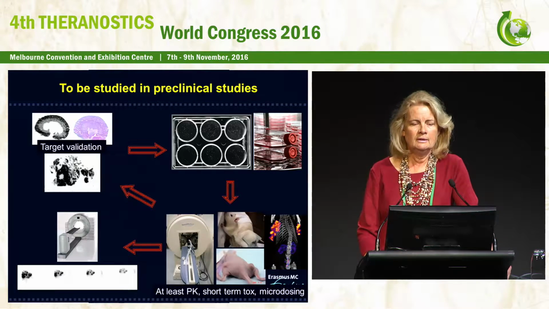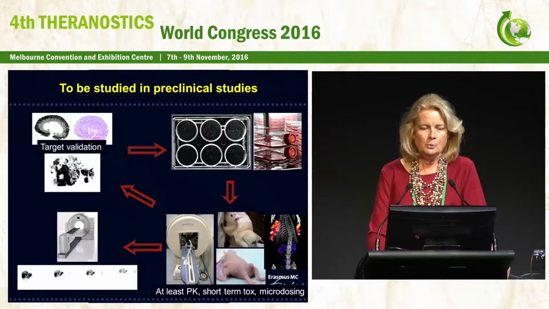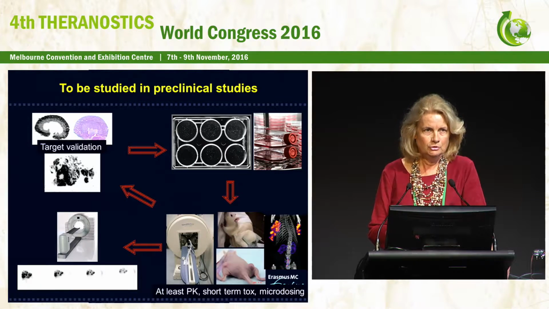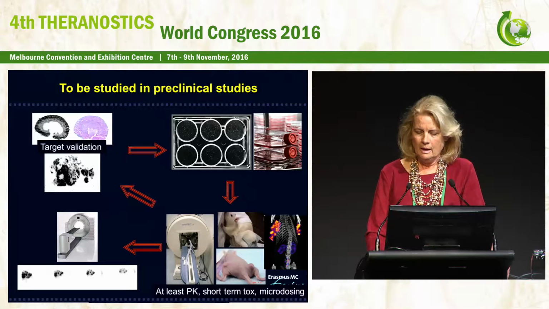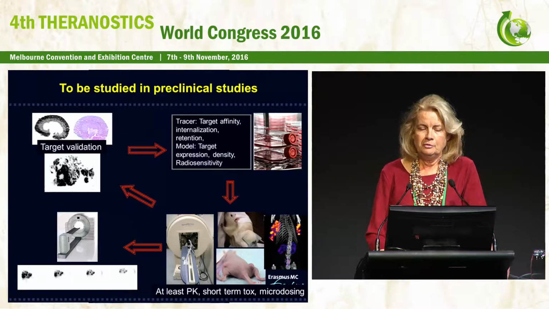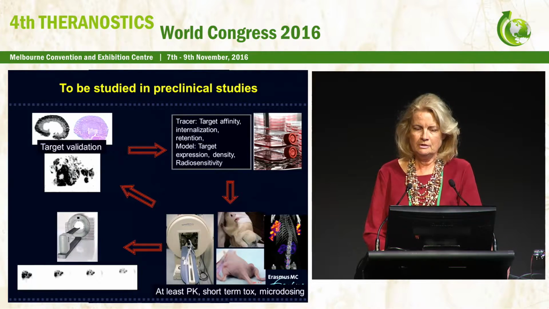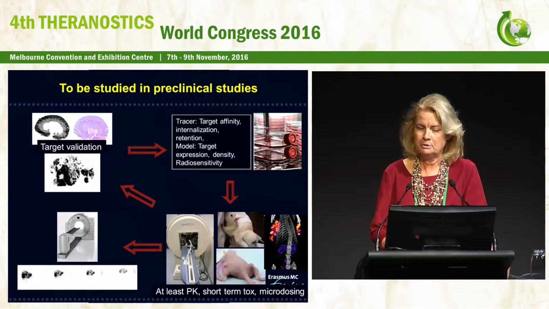So what we study in preclinical studies is this cycle of research. We start in the left upper corner with target validation and binding of the tracer. And we most often do that on tissue sections, very often of human material, where we test in autoradiography studies the affinity for the receptor. And then we move on to in vitro studies in cells. And for the tracer, we can test the target affinity, internalization properties, and retention properties, whereas for the model, we can get information on target expression, the density, and also the radiosensitivity for radionuclide therapy studies.